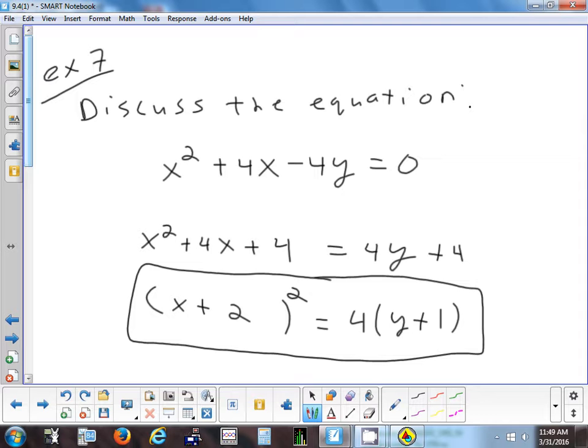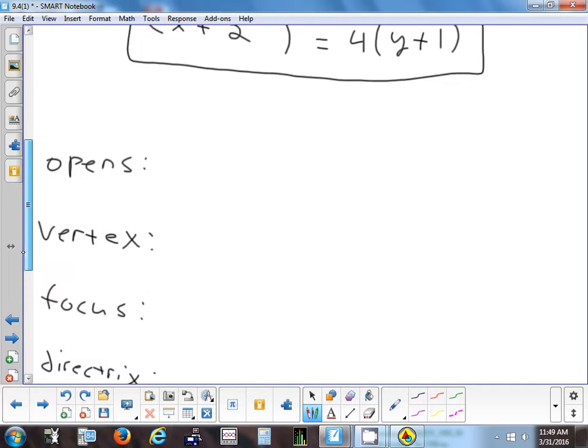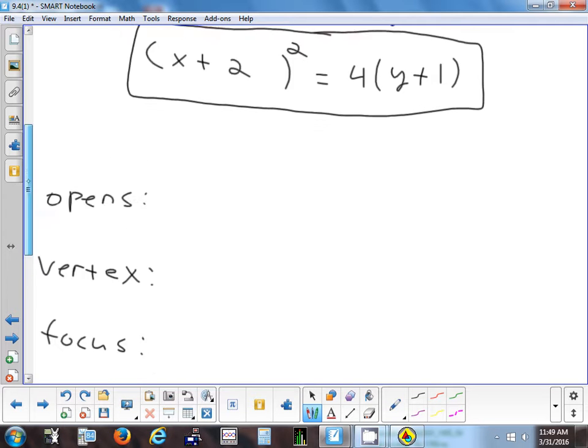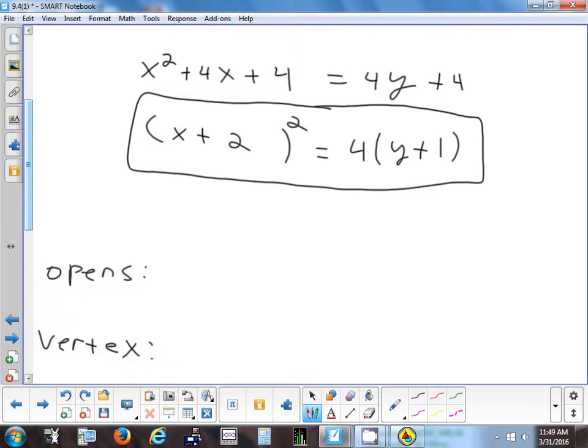All right. Now, when we discuss it, let's start. Well, actually, I have it all listed. Which way it opens: the vertex, the focus, the directrix. Okay, look in your chart. X is squared. The number on the other side is positive. Opens up. Okay. Now, I think without identifying h, k, and a, that's all we can really do quickly. So let's identify what those are.